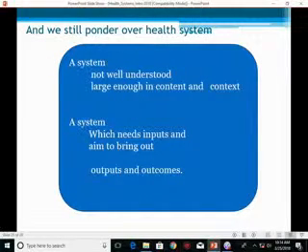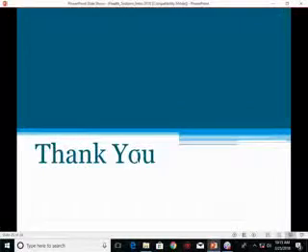And we still ponder over the health system, which is not well understood, large enough in content and context, a system which needs inputs and aims to bring out outputs and outcomes. So that is to introduce you to the subject of a system or a health system. Right? You have got an idea. Now let us look, in the next session, at different health systems in the world.